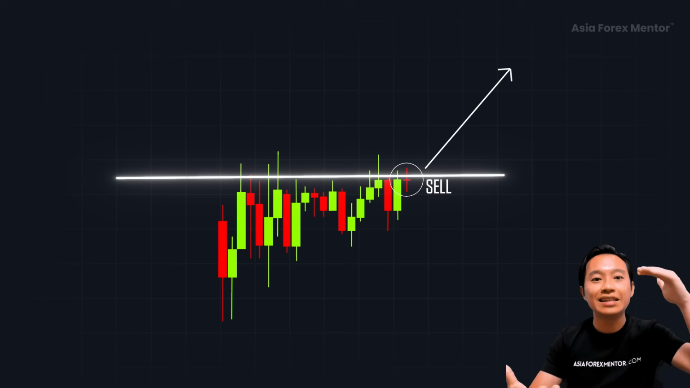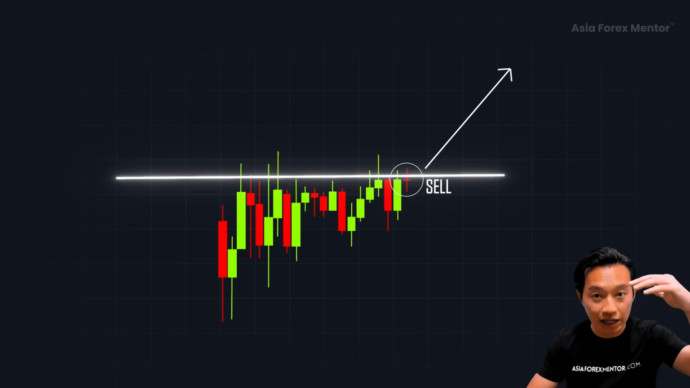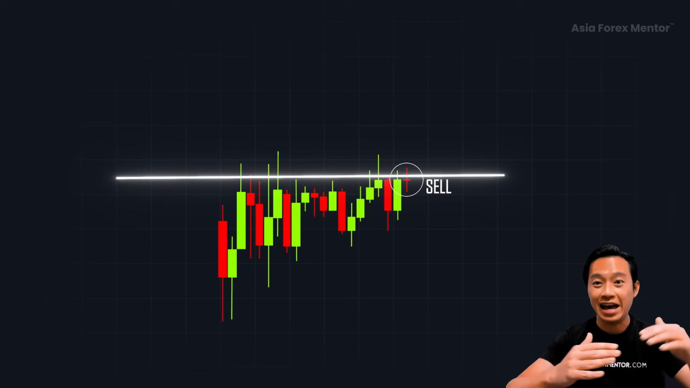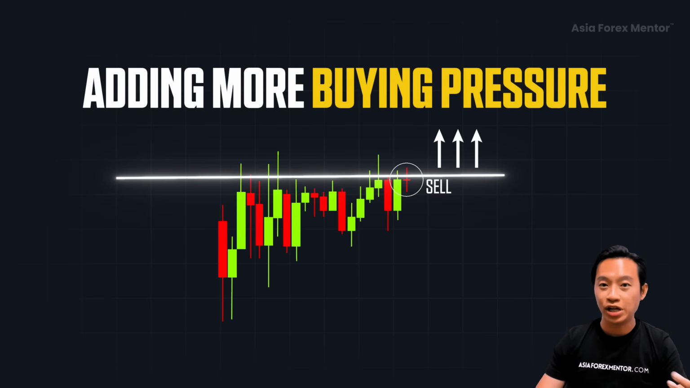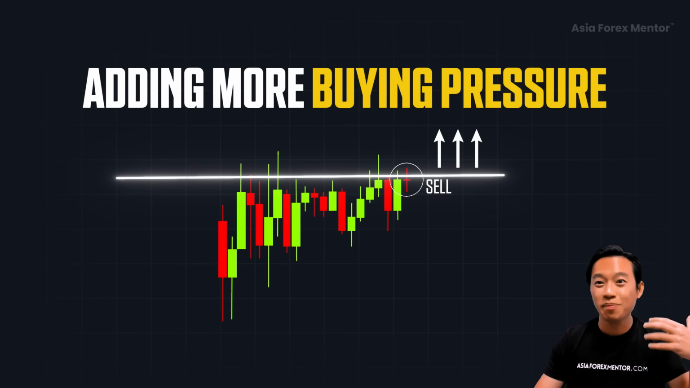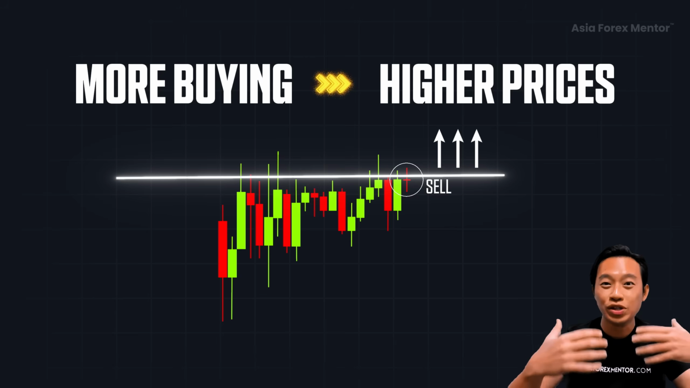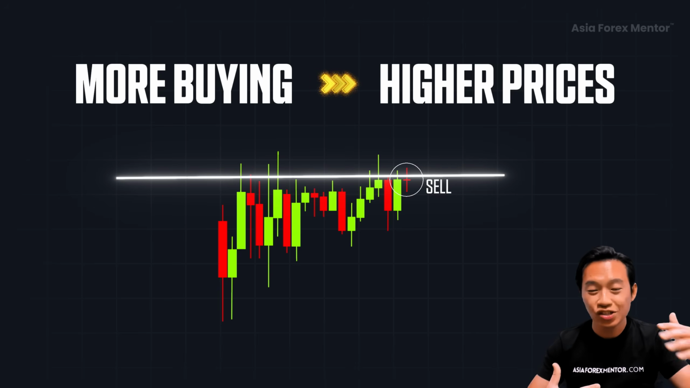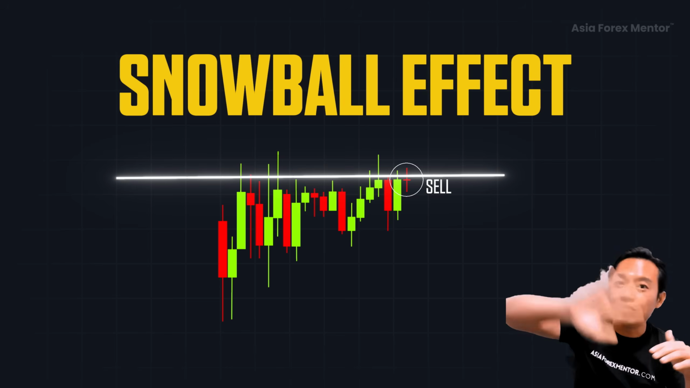And how do they do that? They have to buy back, for example, the shares that they borrowed earlier. If a bunch of traders are doing this all at once, as they start buying back, they are adding more buying pressure to the market. So it's going to be like a chain reaction. More buying leads to higher prices, which forces all those shorts to cover their positions, and so on. This creates a snowball effect that can push price a lot higher really fast.